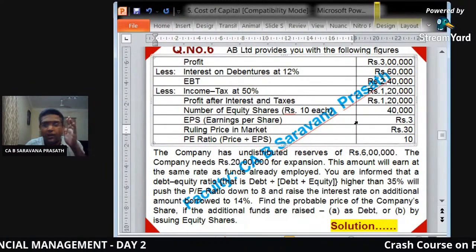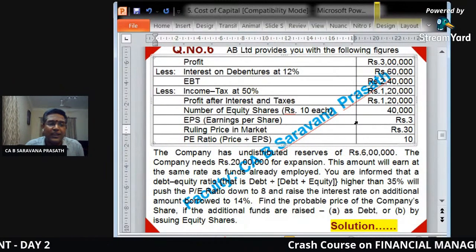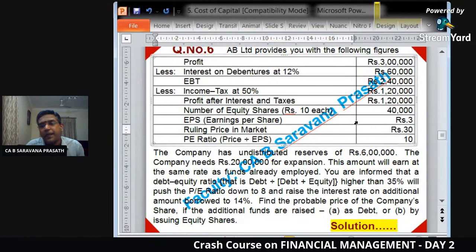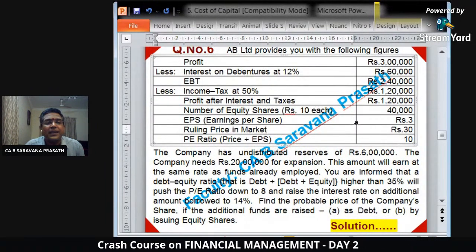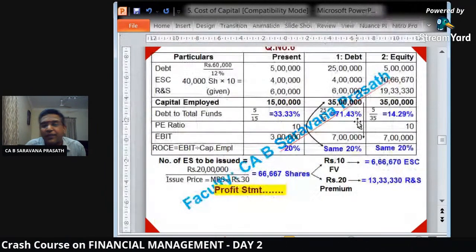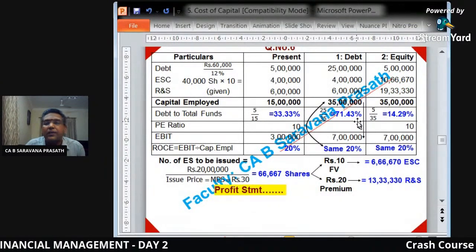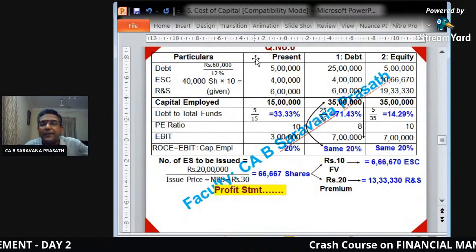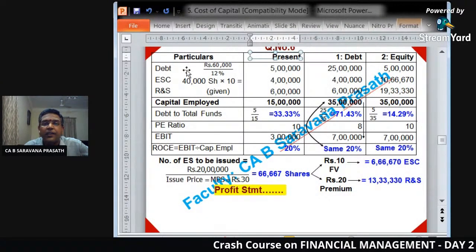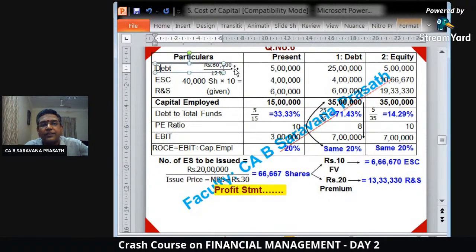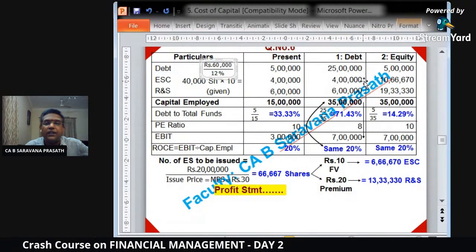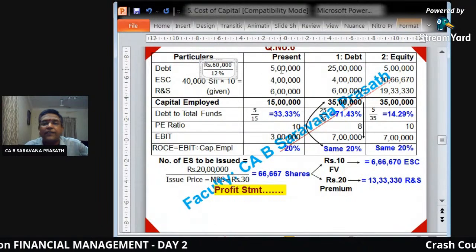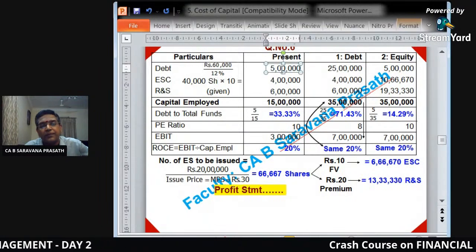So I trust that you have gone through the content available here. I would like to make some preliminary calculations before we go in for the profit statement. What are the preliminary calculations? In the present situation, I identify the debt amount. As already discussed, 60,000 interest divided by 12%, 5 lakh is the value of debt.